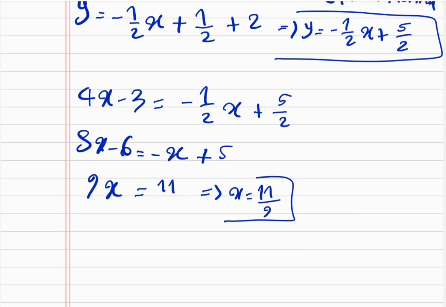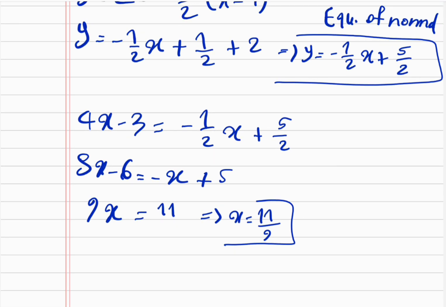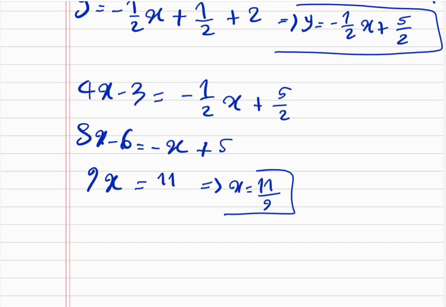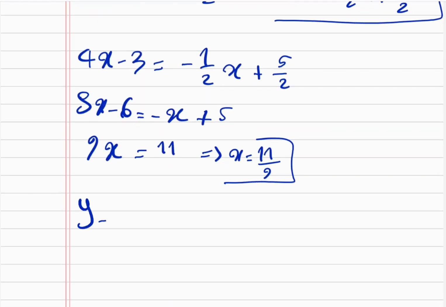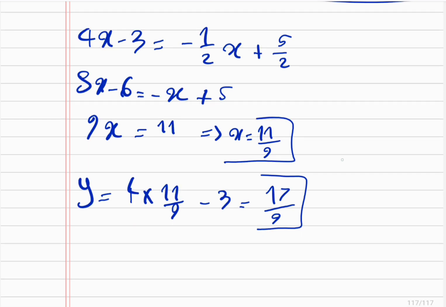And we just substitute this into any of the equations. Let's say we substitute into the equation of the tangent, because both of them have the same y coordinate, so it doesn't matter which one we substitute into. It's going to be 4 times 11 over 9 minus 3, which is equal to 17 over 9. So therefore, the point of intersection is (11/9, 17/9). That's where the tangent and the normal meet.